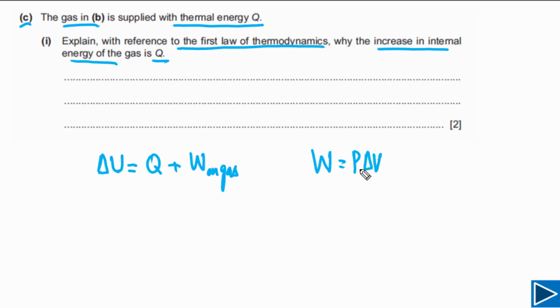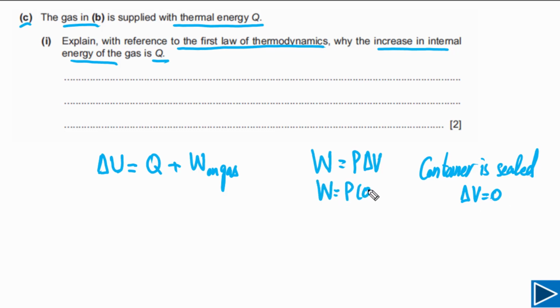If there is no change in volume, it means no work is done on gas or by gas. But in this case, in part B, it was given to us that the container is sealed. Container is sealed simply means that the volume of the container will not change, so delta V is equal to 0. So if delta V is equal to 0, it means that W is also equal to 0. So work done by gas is equal to 0. Work done on gas is also 0.